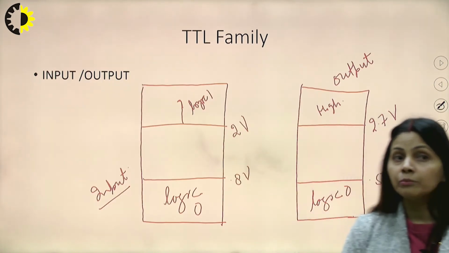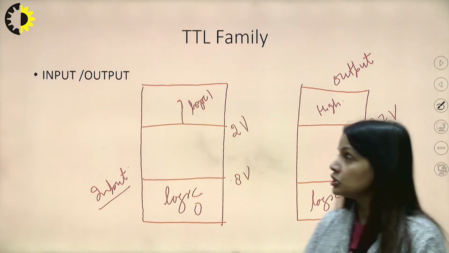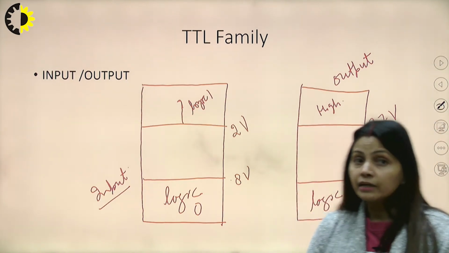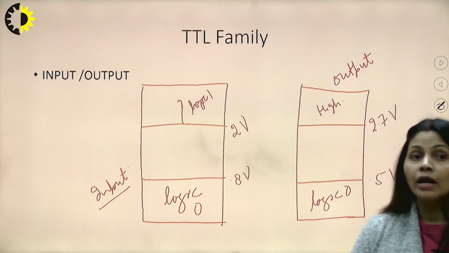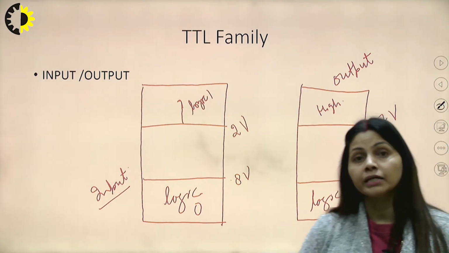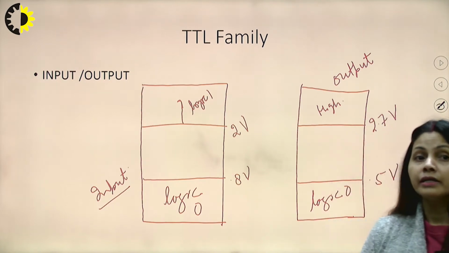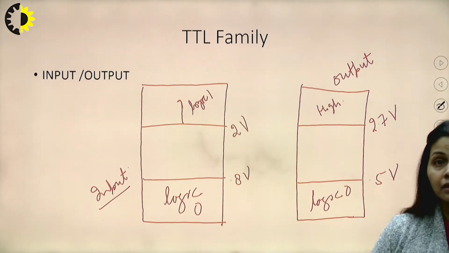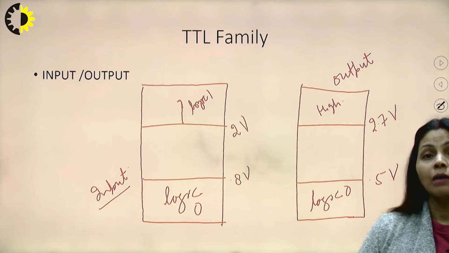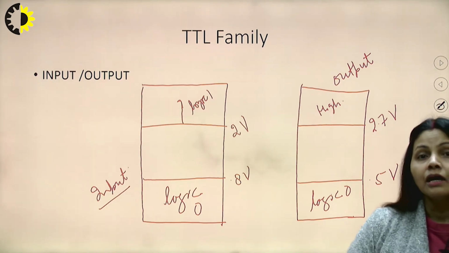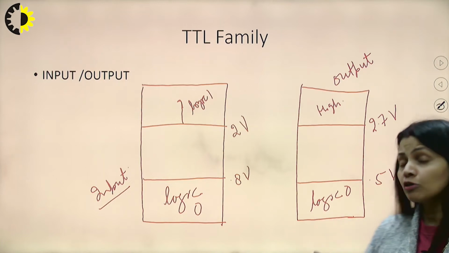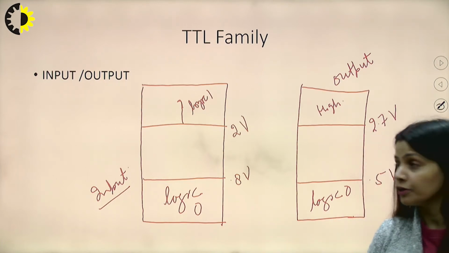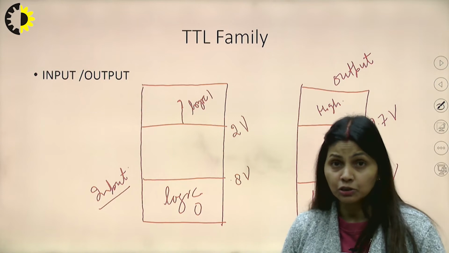The input and output conditions and ranges we have already defined: above 2 volts is high for the input window, and below 0.8 is considered logic 0. The high output window is above 2.7 volts, and below 0.5 volts is logic 0 for the output window. This point should be very clear.